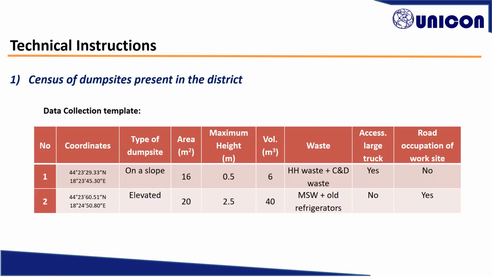Here you can see an example of a table that can be used to collect this information. In the columns, for instance, you can read the coordinates, the type of dump site, the area, the maximum height of the pile, the estimated volume, the kind of waste that is present in the dump site, if the dump site is accessible by large trucks, and if the road occupation of the work site is necessary.